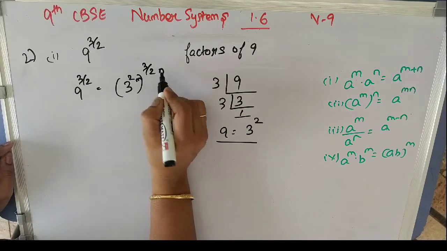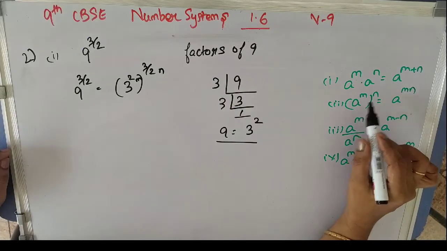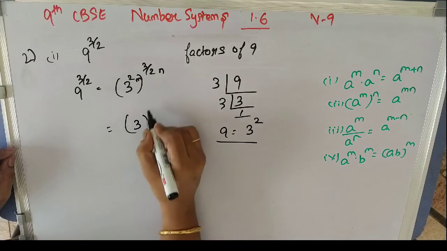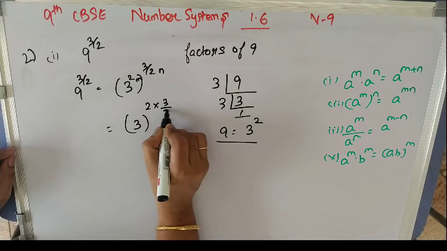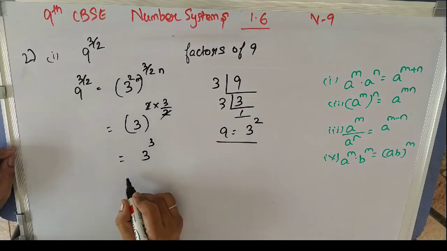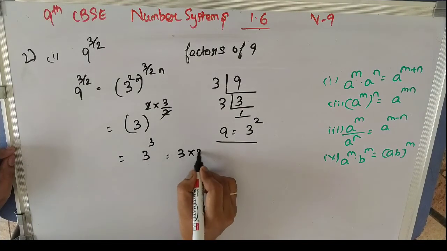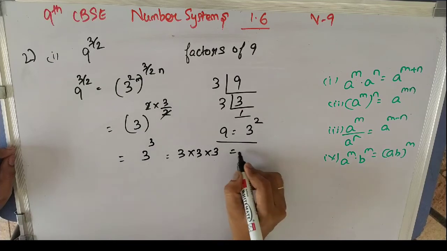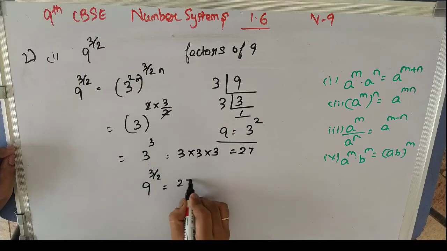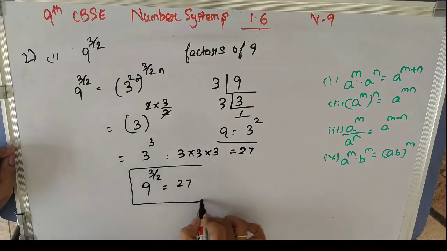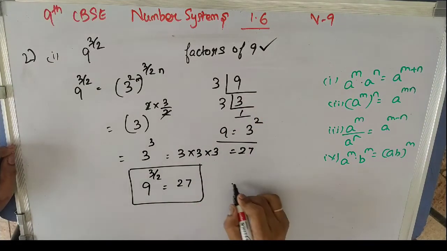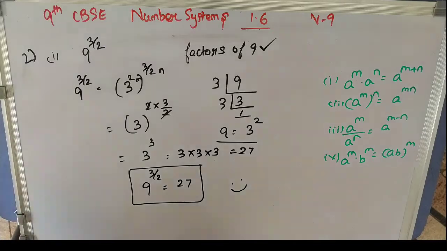This looks like, yes, the second law, a power m the whole power n. So I am going to do the product of the powers. So 3 power 2 into 3 by 2. 2 gets cancelled and I get 3 cube. Okay. So 9 power 3 by 2 is equal to 27. That is 3 into 3 into 3. So 9 power 3 by 2 is equal to 27. Have we got that? We find the factors of 9, replace the factors in the question and use the second law of exponents. Clear?